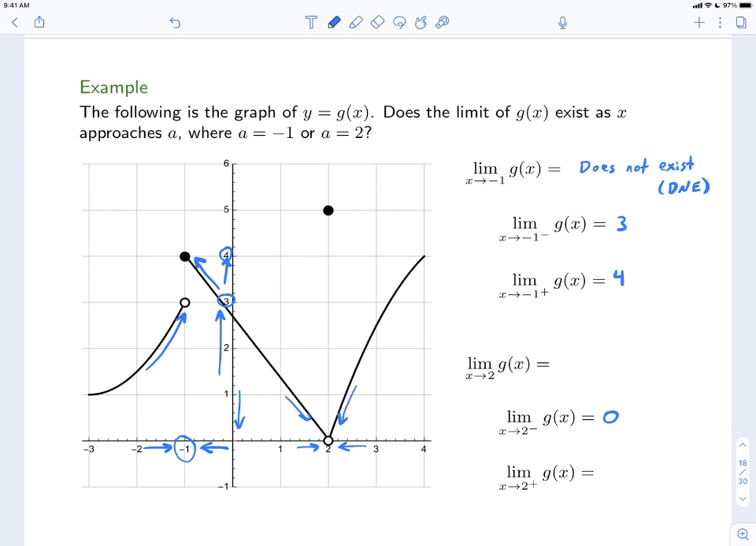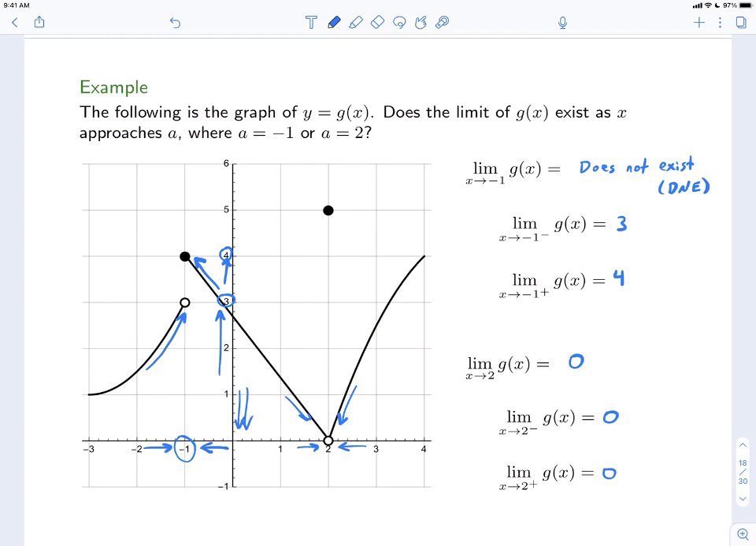And now you're still going closer to the point with coordinates (2, 0). So the y values are still going to 0. So the limit from the left is 0 and the limit from the right is 0. Those two agree. So the limit is 0.